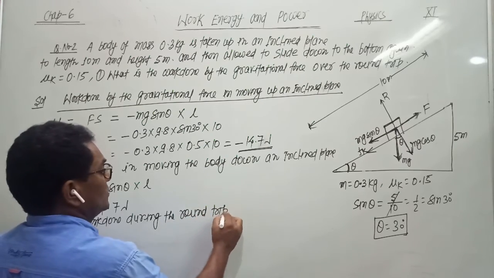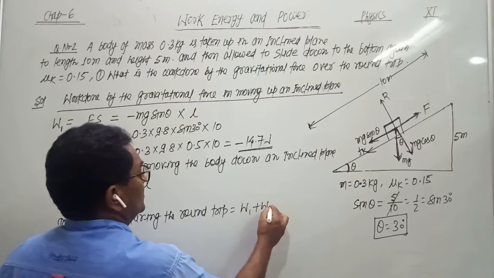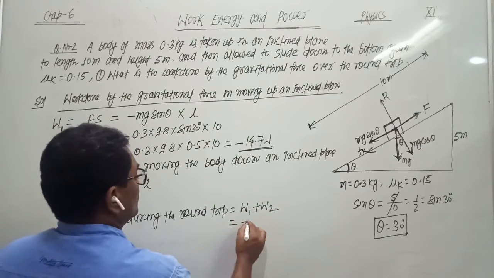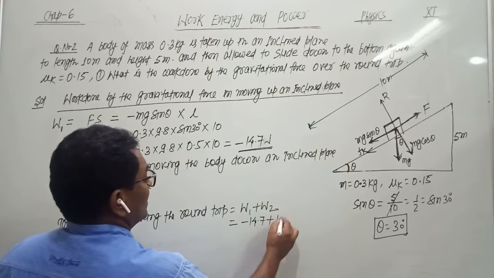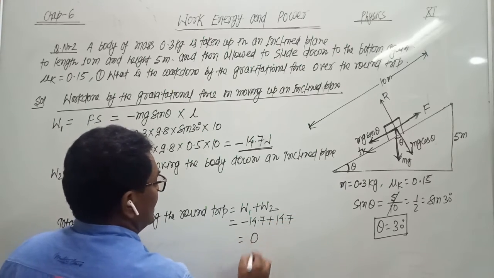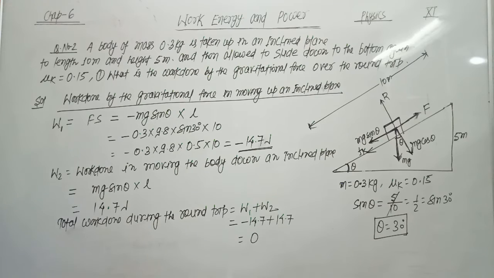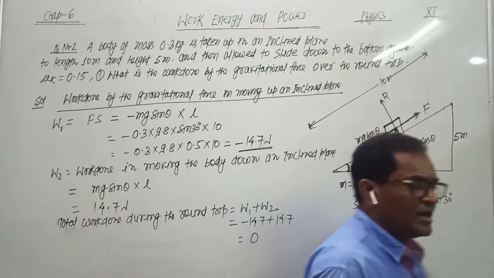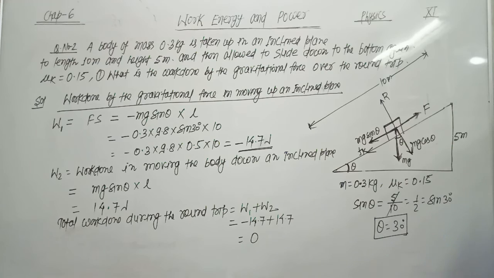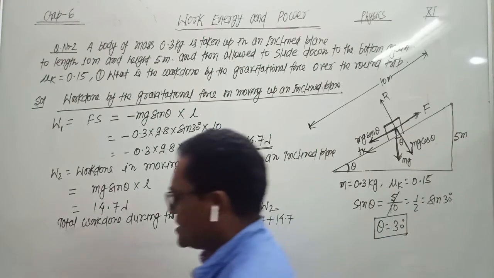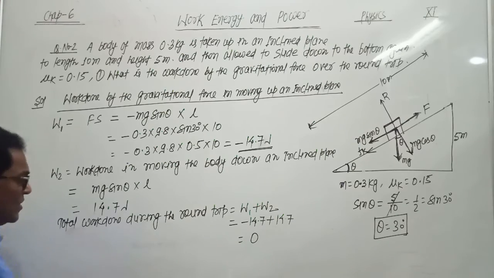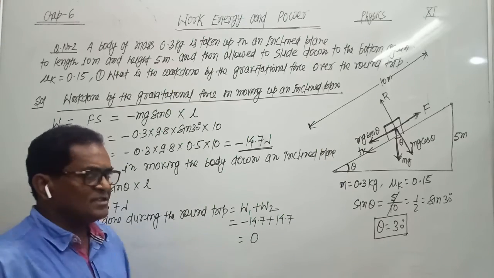Total work done during the round trip is W1 plus W2, which equals minus 14.7 plus 14.7, and that is 0. So total work done by the gravitational force in a round trip is 0. So work done by the conservative force over one round trip is 0. Already we have studied in theory that work done over the round trip by conservative force is 0, and we know that gravitational force is a conservative force.